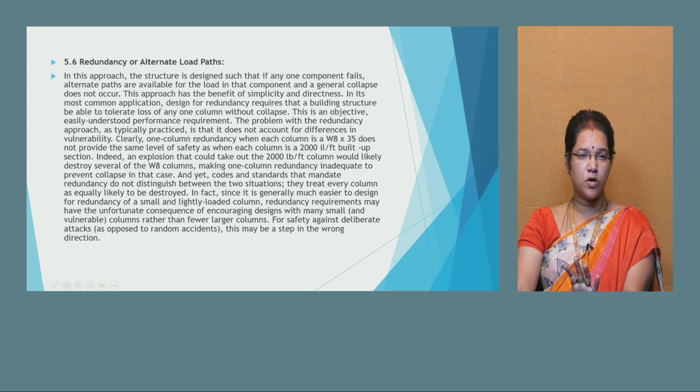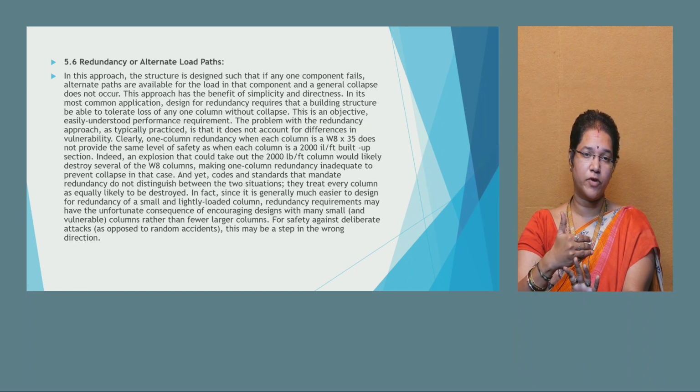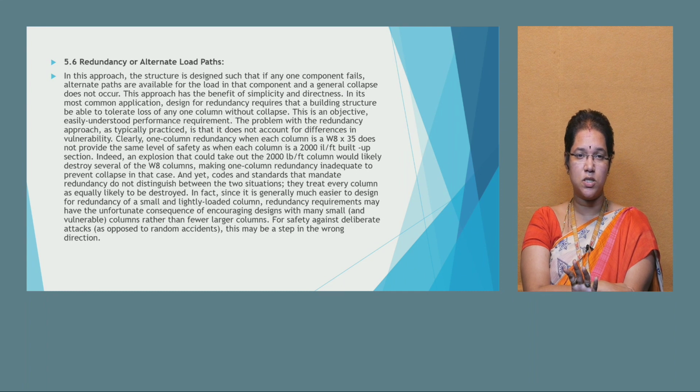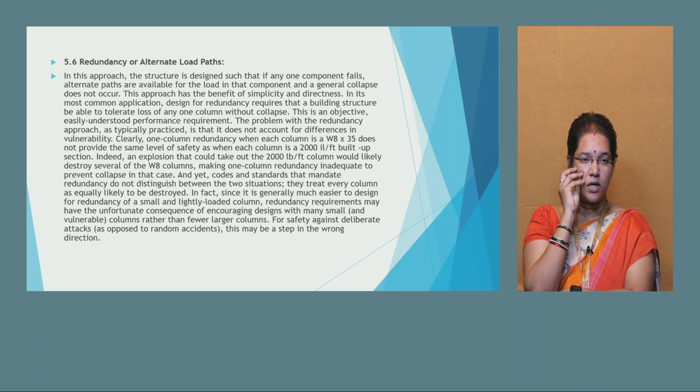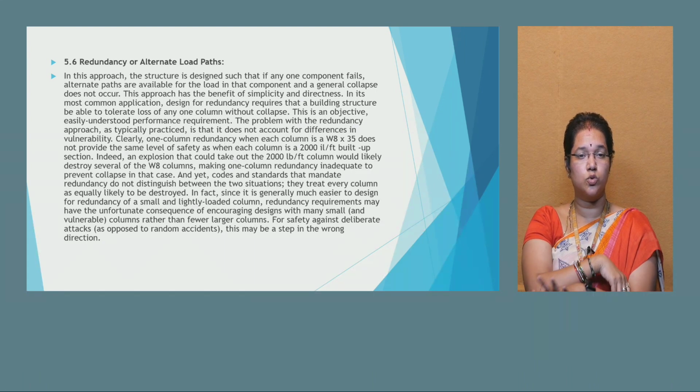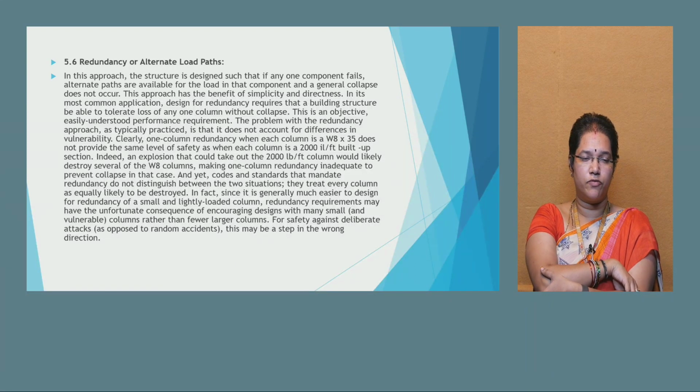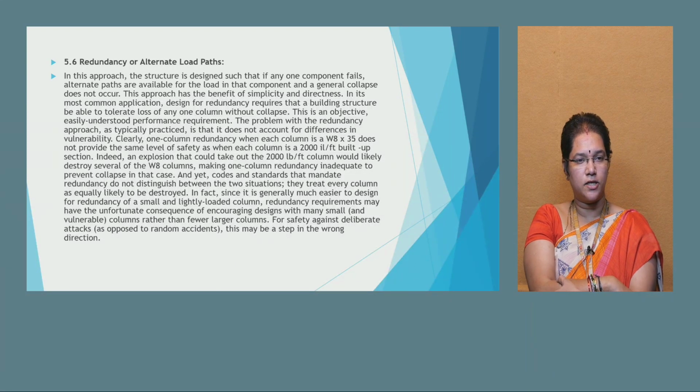The problem is that some of the typical considerations may be taken into account, and vulnerability will also be acting; at that time it may fail. With one-column redundancy, each column of W8x35 does not depend on the same level of safety as each column of 2000, which is the minimum consideration of the code. The code standards mandate that redundancy requirements do not distinguish between the two situations. They treat every column as equally likely to be destroyed.